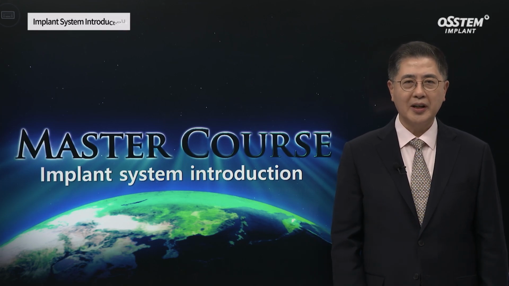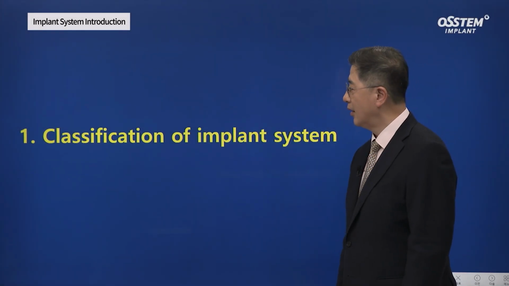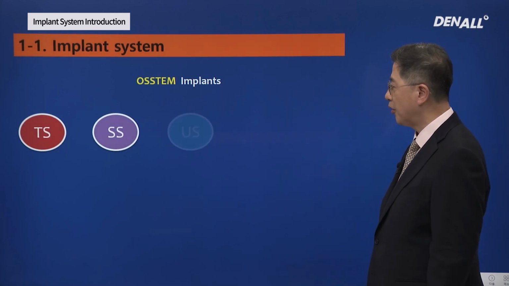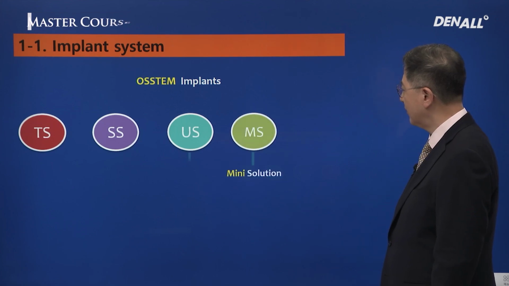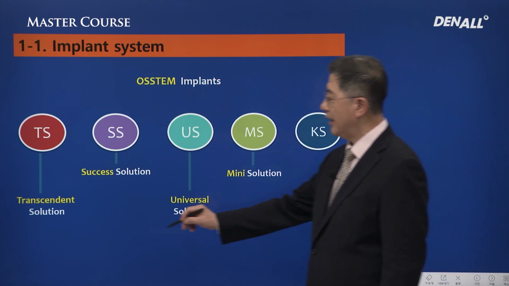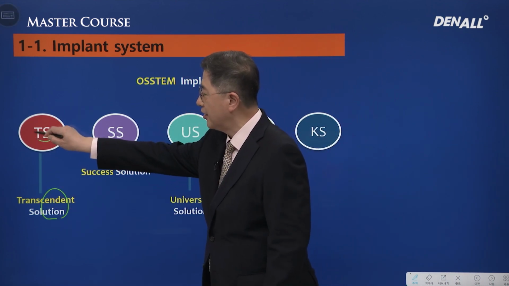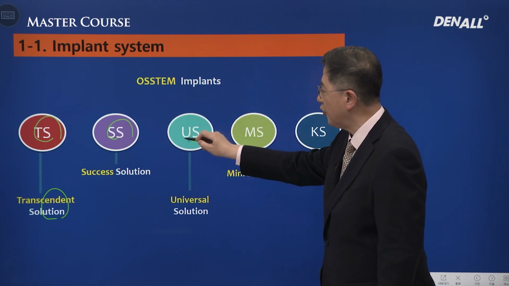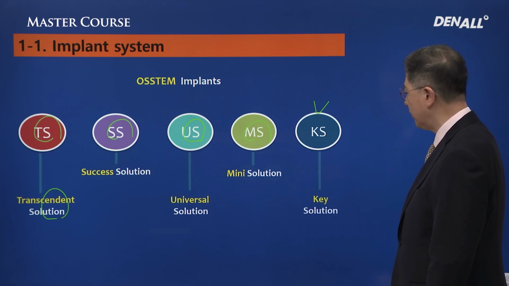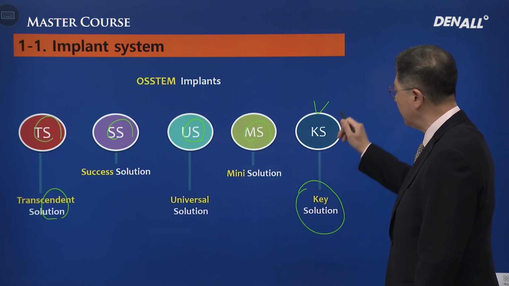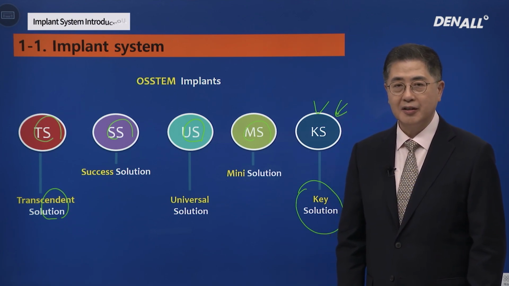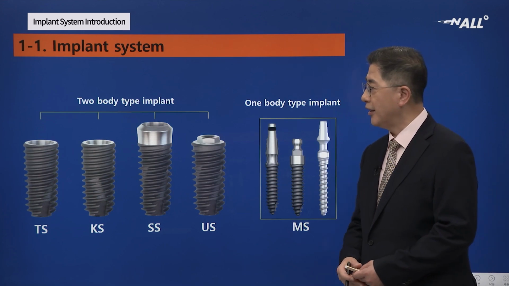Today, I would like to introduce you the implant systems as part of our master course. OSSTEM offers a wide range of implants. There were 4 existing main implant systems: TS, SS, US, and MS. They were used most widely. Recently, KS implant was introduced, which stands for Key Solution. This has a strengthened connection and is receiving a lot of attention.